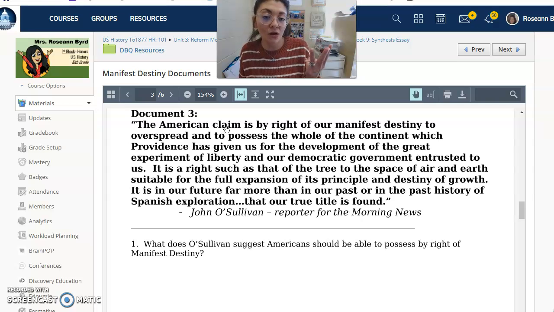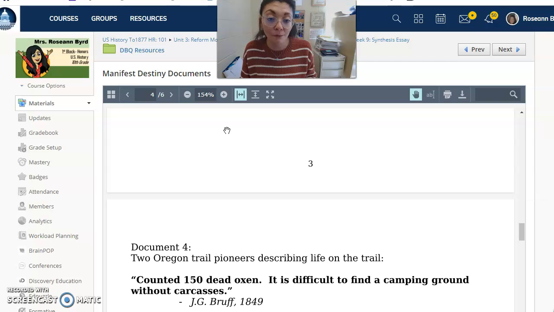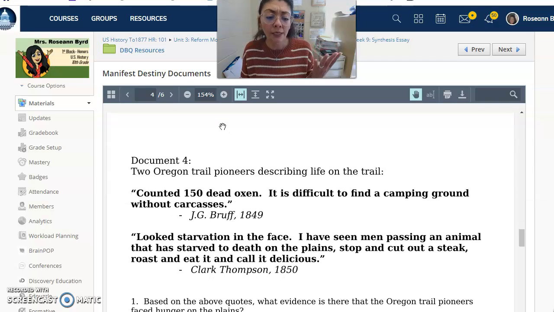Can we use it to describe Manifest Destiny as essentially positive or negative? You want to choose in your outline where you are going to use an analysis of this document to support your thesis statement. Document 4 is pretty cut and dry.